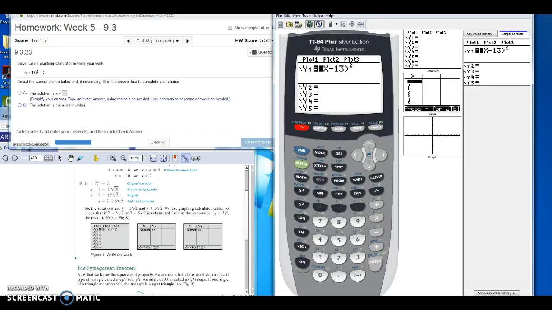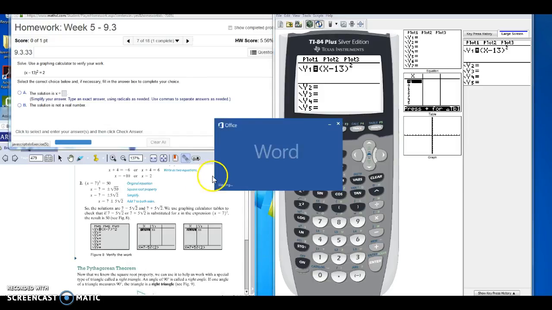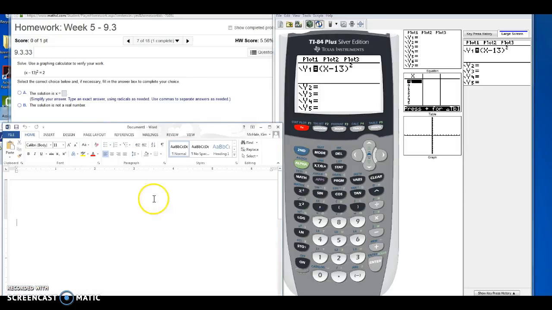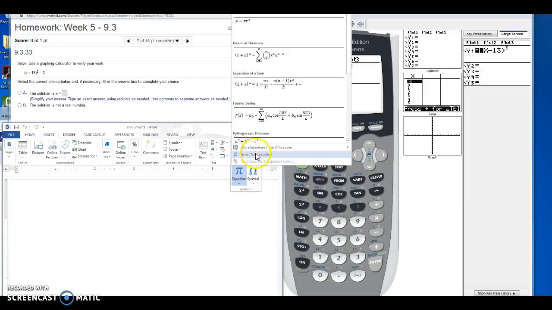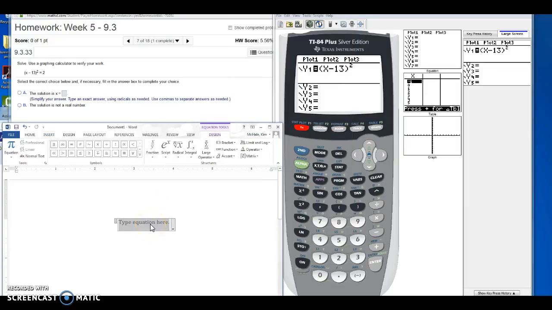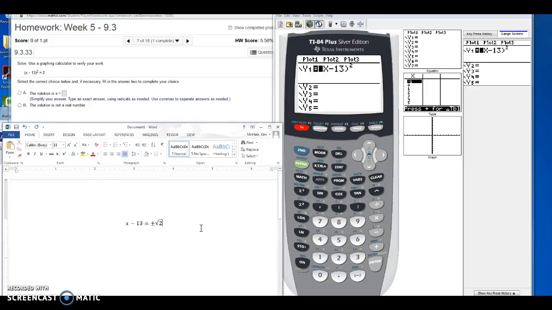Now I see that I have (x minus 13) squared equals 2. And so I am going to take the square root of both sides of that. That's what the square root method indicates that I do. If I take the square root of (x minus 13) squared, I get x minus 13. But on the right-hand side, I get the square root of 2, but I get both the positive and the negative square root of 2, which means I actually have two solutions.